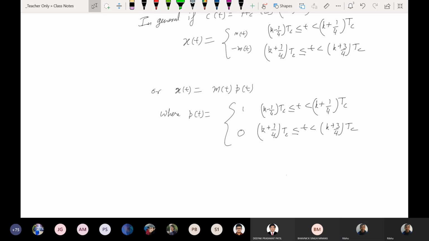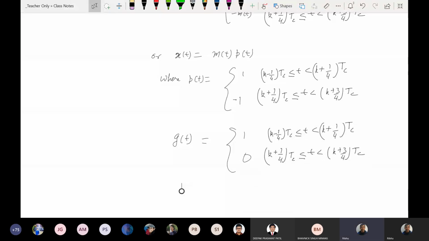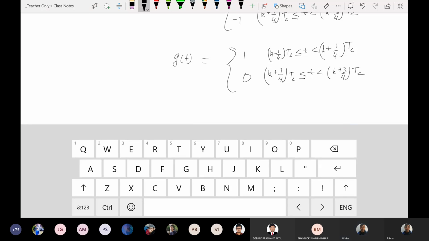But so we had defined GT in the last lecture. Won't it be -1 instead of 0? Oh, sorry. Yes, -1. So this is GT from the last lecture. This we defined in the last lecture and found the Fourier series coefficients.